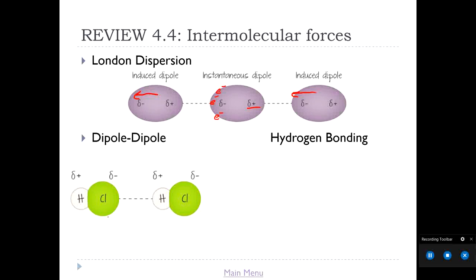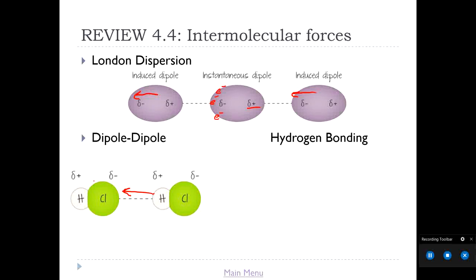So we have our chlorine, which is the more electronegative atom, so the electrons will tend to gather around the chlorine. Then the positive center on the hydrogen, or the positive end of the dipole, is attracted to the negative end of the dipole on the other HCl. So dipole-dipole forces are quite a bit stronger than London dispersion because they are permanent forces.